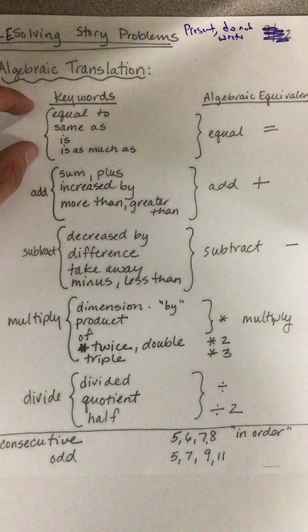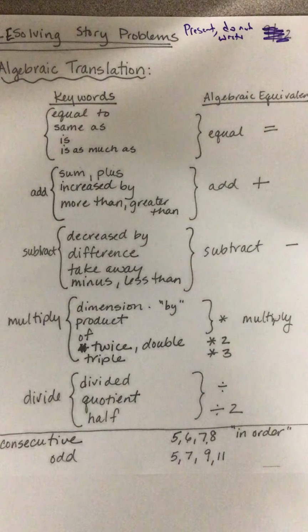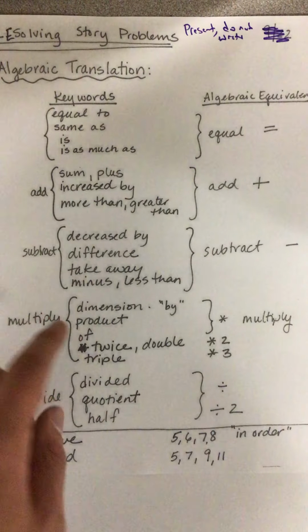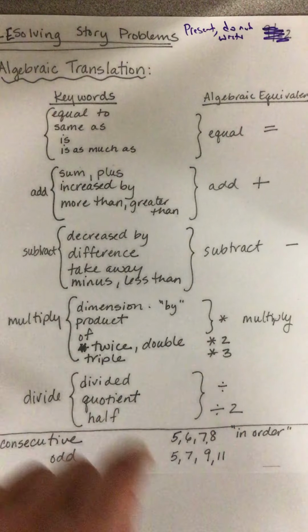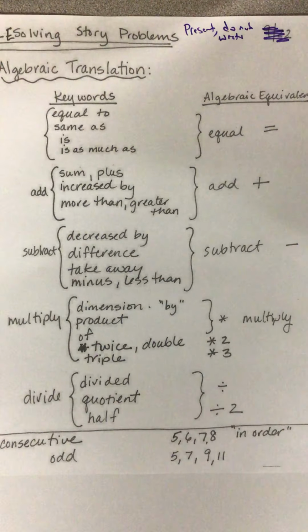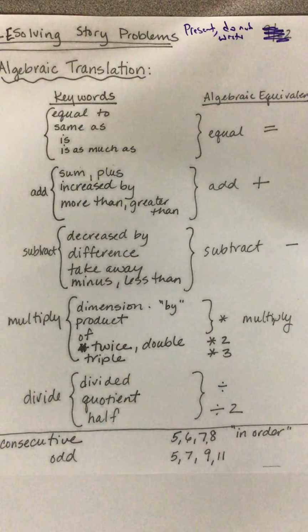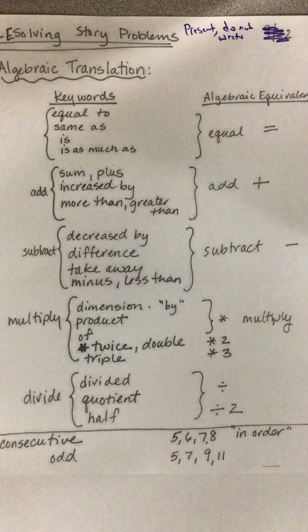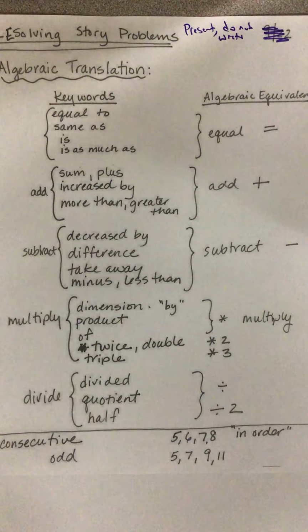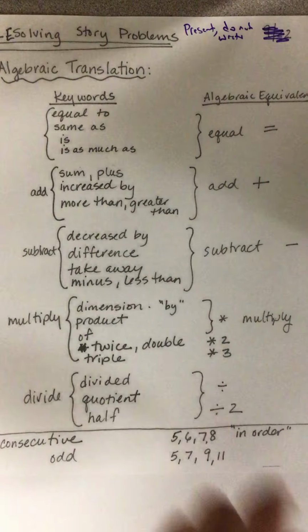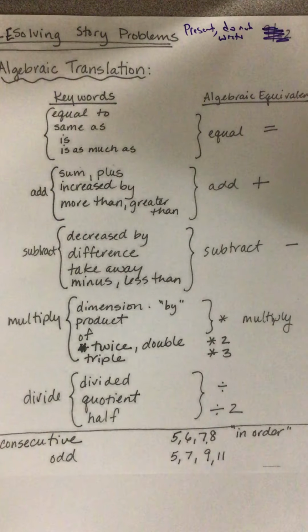We have the equals options up here: equal to, same as, is as much as. Add: plus, sum, increased by. Multiply: dimension, product is a common one. Of is frequently used, and that's a word that you want to look out for, just as by is. I should say that's product of. Product of is frequently used. By is sometimes used to mean a dimension, like 8 by 6. And you'll see other things like twice, triple, double, and so on and so forth.